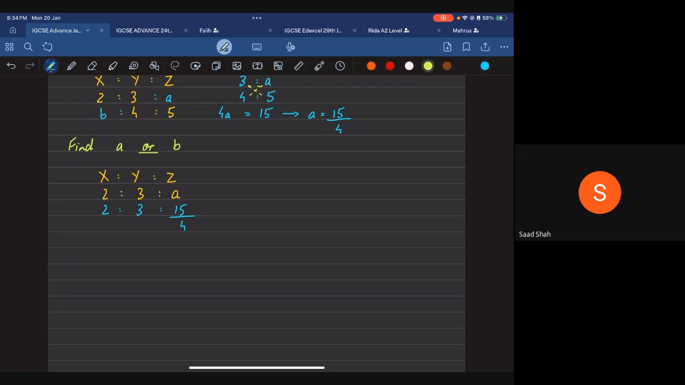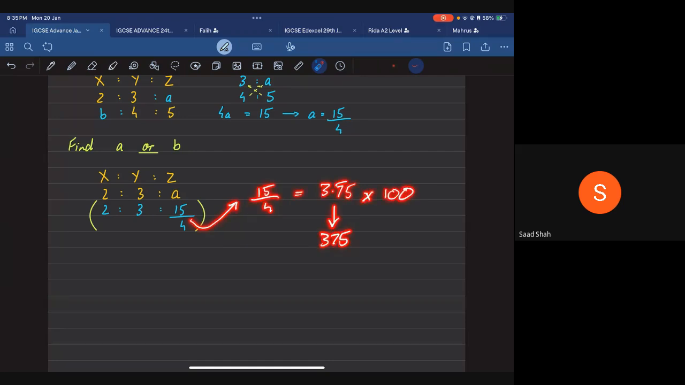So, in order to make this into the nearest whole number, you need to make sure that the ratio is still in its simplest form. Someone asked me the other day that 15 over 4 is actually equal to, I think, 3.75. And it is a very good possibility that you multiply this with 100 and it becomes 375. That is perfectly all right.